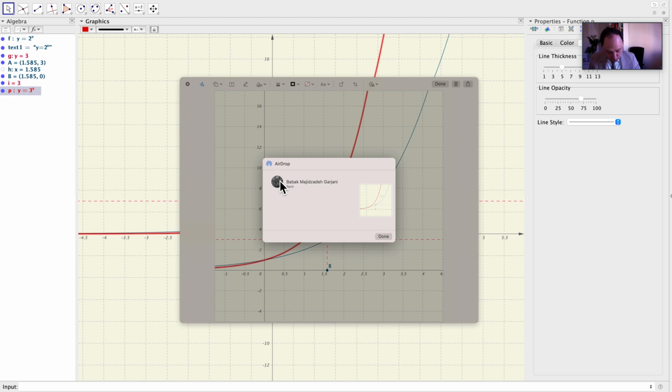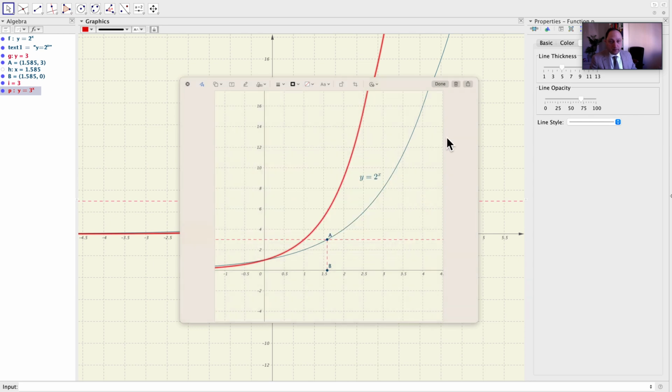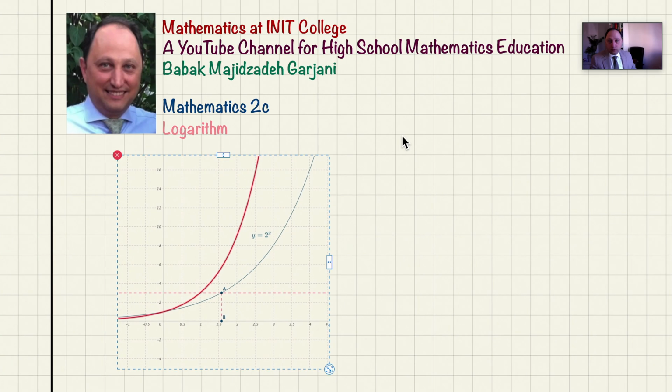Okay, so let me go to a fresh page and paste it here, make it a little bit smaller, and go back to the page so that you can see it. Okay, so let us go back here.